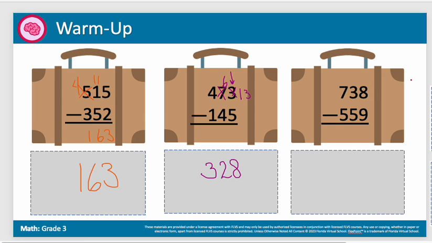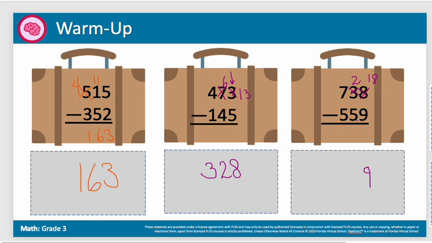Okay, here we go. This last problem. So 8 can't take away 9 because 8 is less than 9. So I'm going to go next to my 3. I'm going to borrow a group of 10. This becomes 2. My 8 is going to have a group of 10 added to it. So this is going to become 18. I know 18 take away 9 leaves me with 9 in the ones place value.